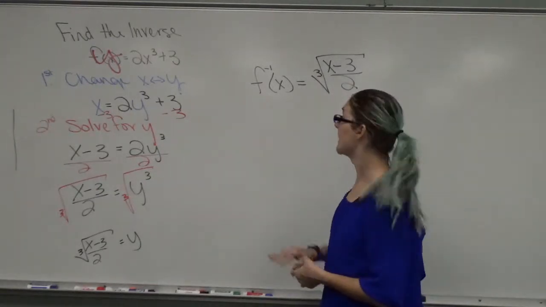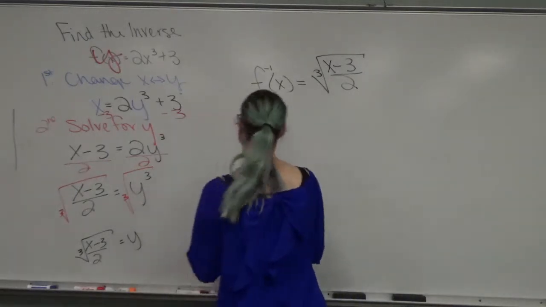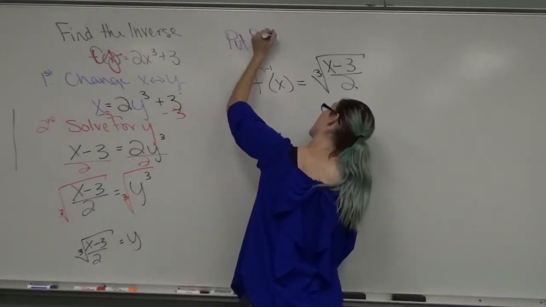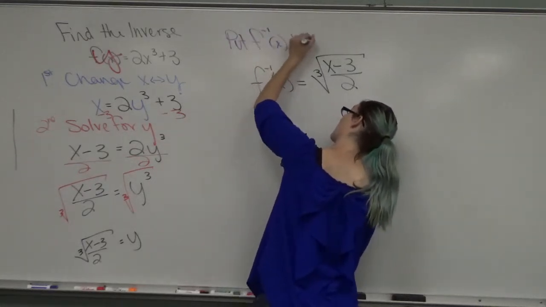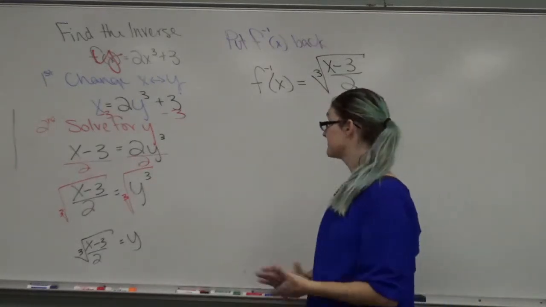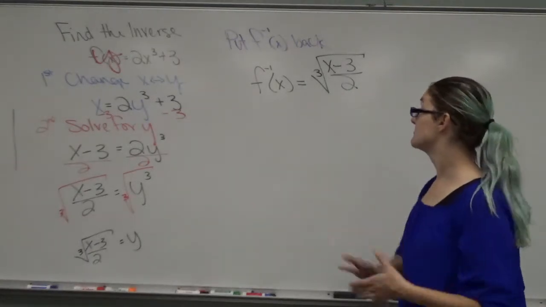So, okay? Change the x's and y's, solve for y. And last, put f inverse of x back, just in place of the y. Okay? So nothing overly fancy, just the process.